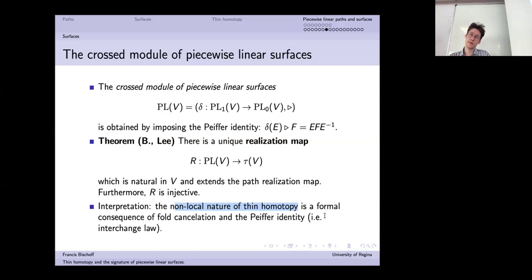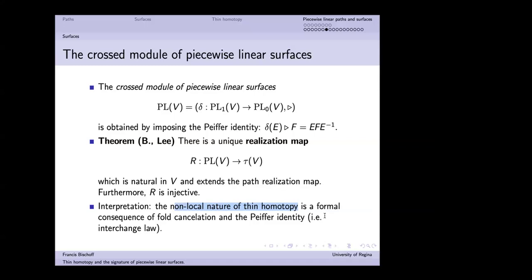But wouldn't you go further and say that the Pfeiffer identity is where the non-local stuff is? Yeah, exactly. Not fold cancellation, which is normal fold cancellation. Well, Pfeiffer allows you to move things around and then apply fold cancellations. So from this perspective, thin homotopy is the minimal equivalence that you can put on. If you want fold cancellation and you want a two groupoid or a two group, you need to have these non-local cancellations.